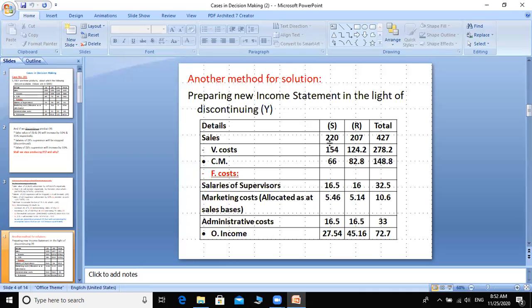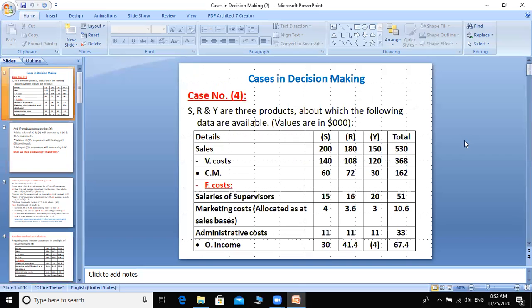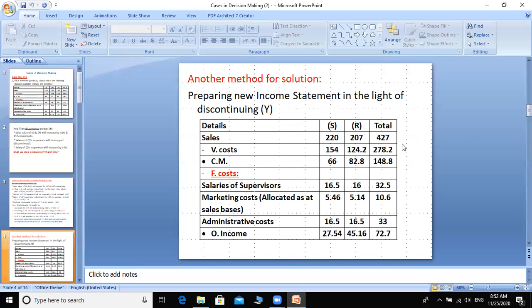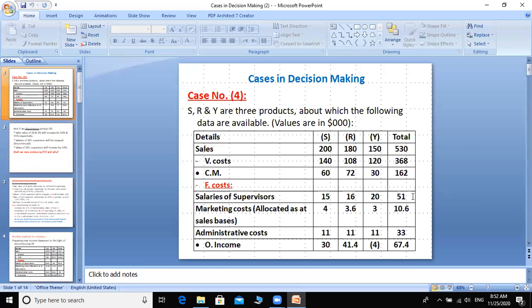As we increase sales 10% and 15% regarding S and R, variable costs will be increased 10% and 15% regarding S and R, and this is the total. So the contribution margin will be 66 instead of 60, and 82.8 instead of 72. The total fixed cost is just the same, 32.5, 10.6, 33, as you see here. 10.6 and 33, but the supervisor will not be 51.